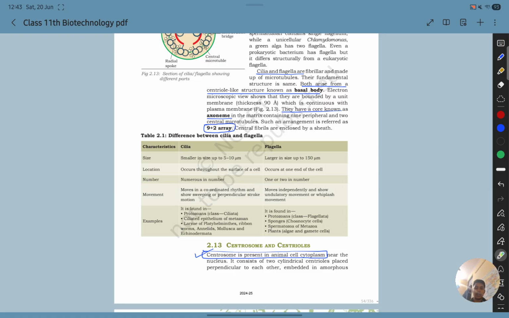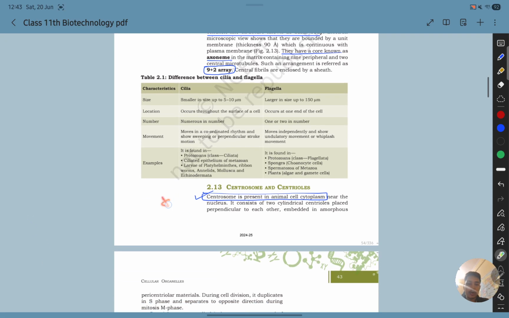So that's all for today. In the next topic we will read about centrosomes and centrioles, which are specific to the animal cell.